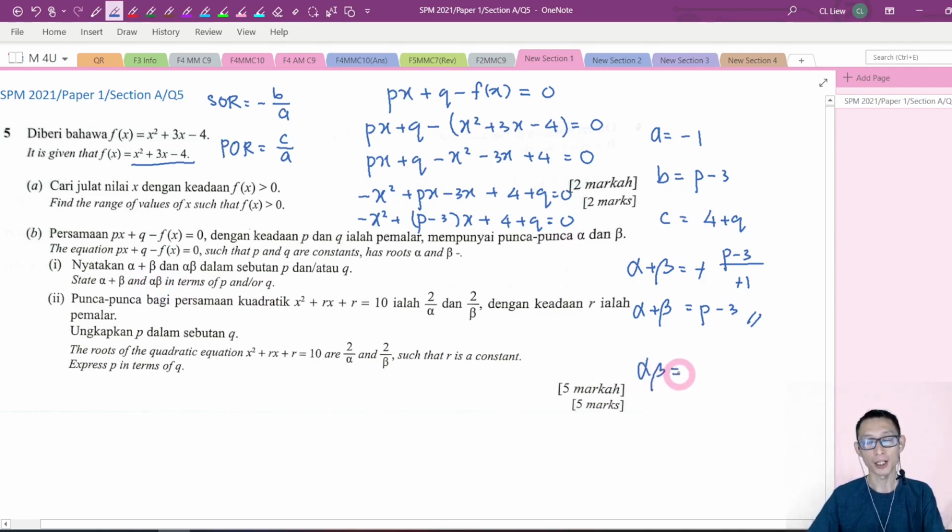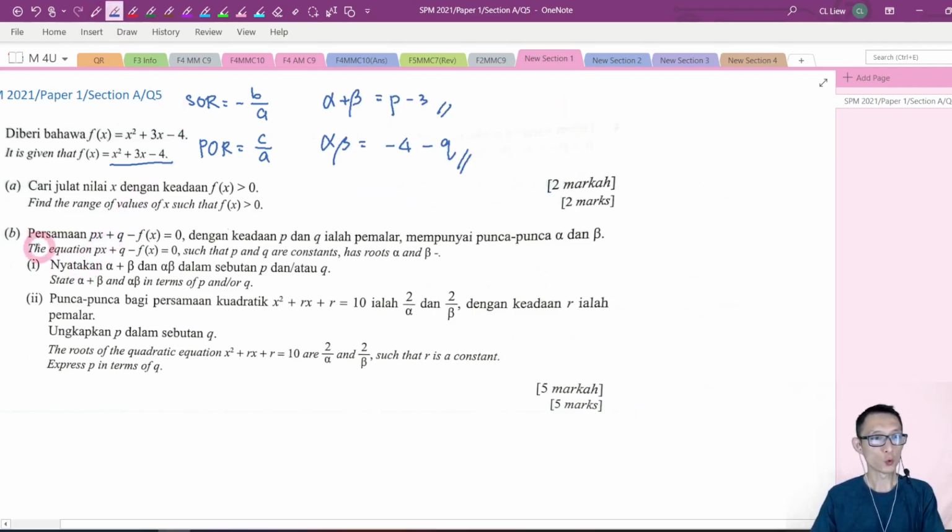Now, let us proceed to alpha times beta. Alpha times beta is equal to, this is product of roots, c over a, no negative. So c over a. So it will become -4, -4 minus q. Okay, this is alpha times beta.